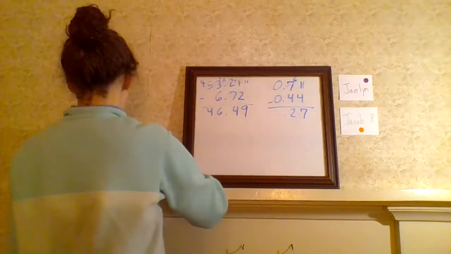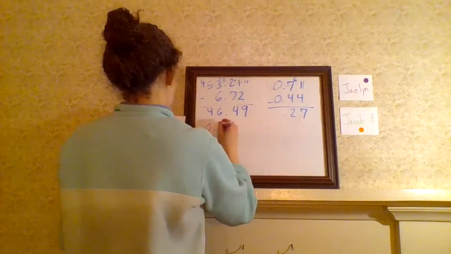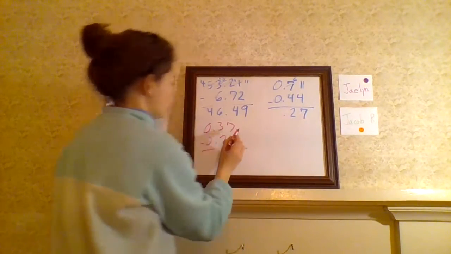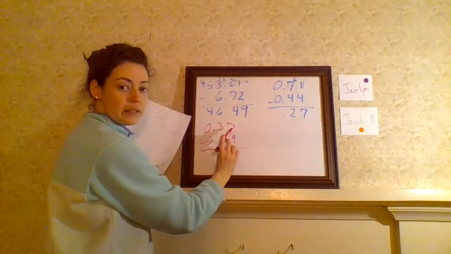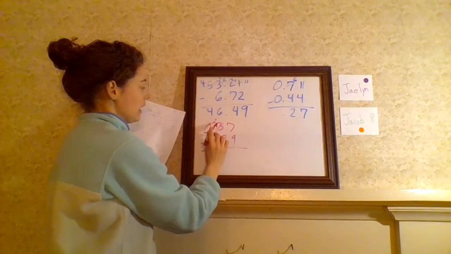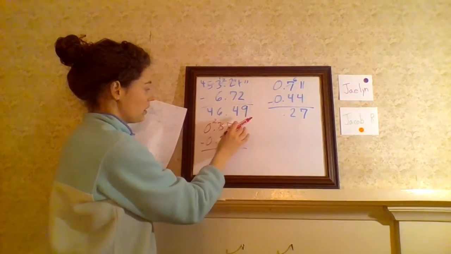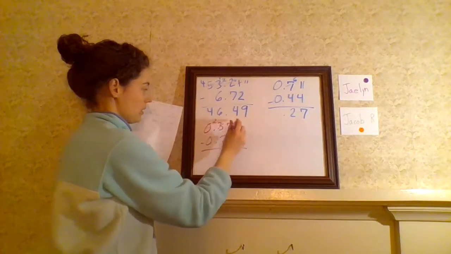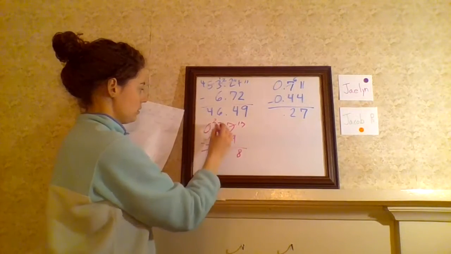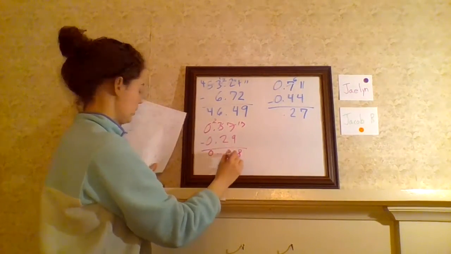Okay, I'll try this next one. 0.37 minus 0.29. So we can't subtract 9 from 7, that's too small, so let's borrow. This becomes a 2, we'll take one of these, and when we change it to hundredths, then it becomes 10 hundredths. 10 hundredths plus 7 is 17. Okay, 17 minus 9 is 8. 2 minus 2 is 0. And that's 0, so 0.08.